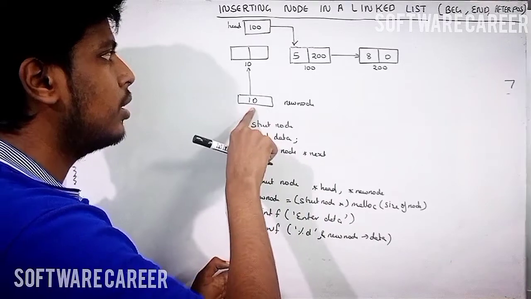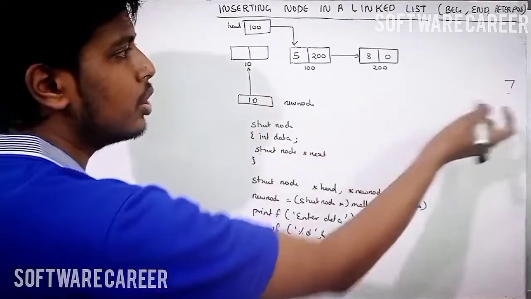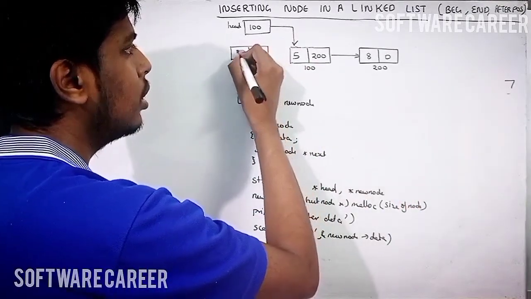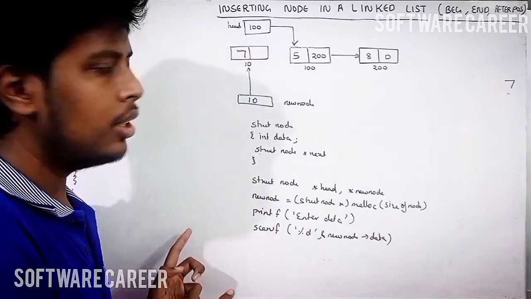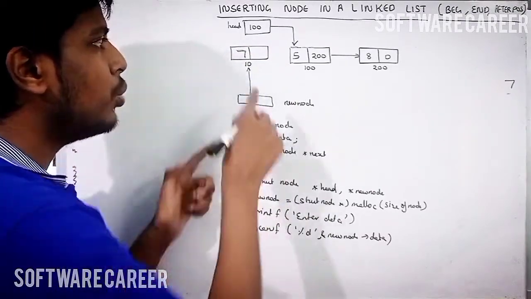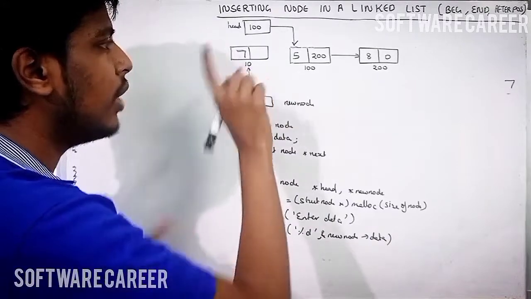New node address is 10. 10's data is the data part. So you are storing 7 over here. Now you have stored the data. Now next step is what? See, now you have created a new node with a data value in it.